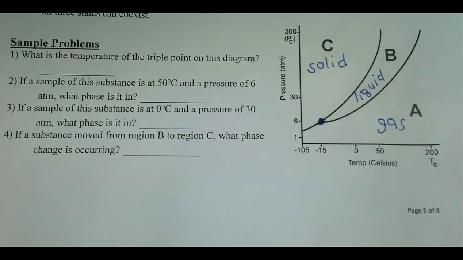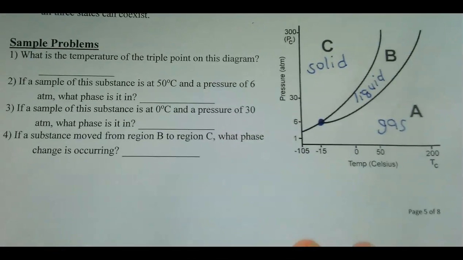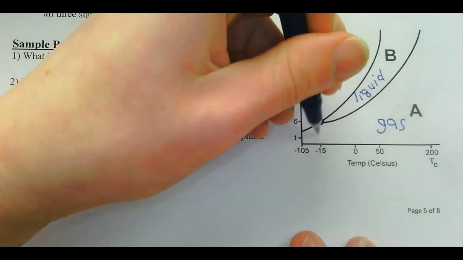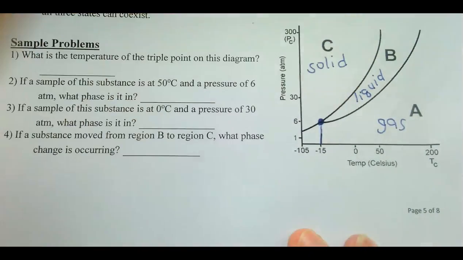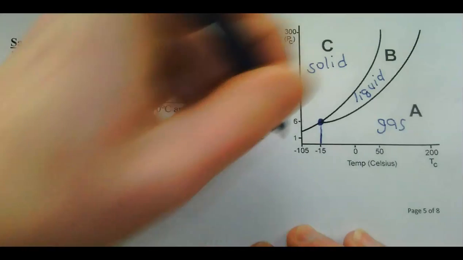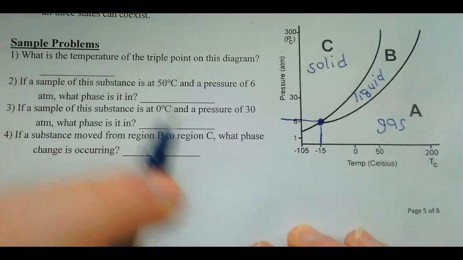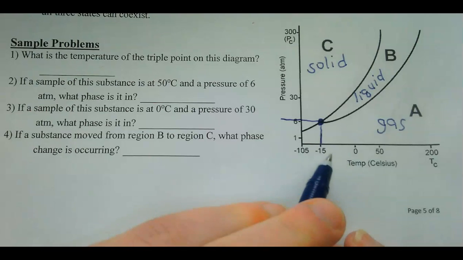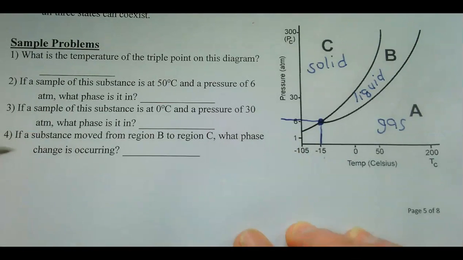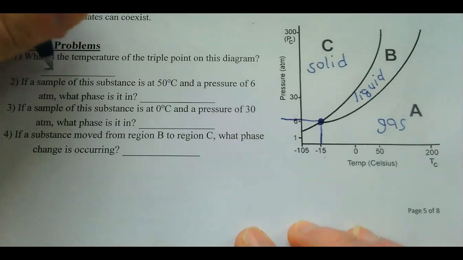What is the temperature of the triple point on this diagram? So here's our triple point. We're just looking for temperature, so be careful not to mix up your X and Y axis. It's not asking me for the pressure, it's asking me for the temperature. So the temperature is -15 degrees.